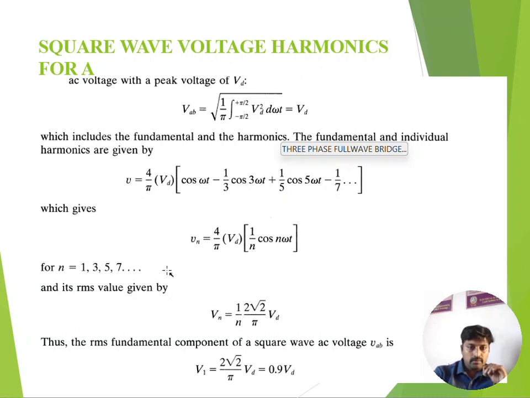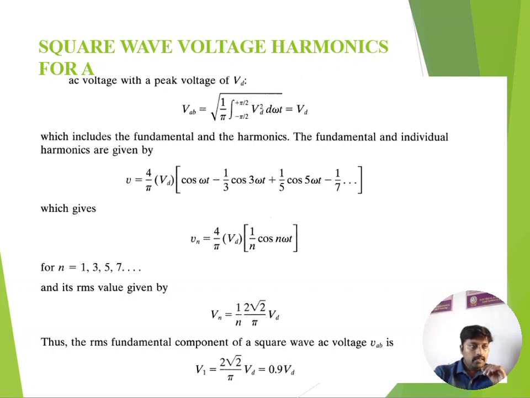Then we can simplify the RMS value, given as Vn equal to 1 by n into root 2 by pi Vd, times 2. The RMS fundamental component of the square wave is represented as V1 equal to 2 root 2 by pi Vd, that is 0.9 Vd. So this is the square wave voltage harmonics for a single phase bridge.